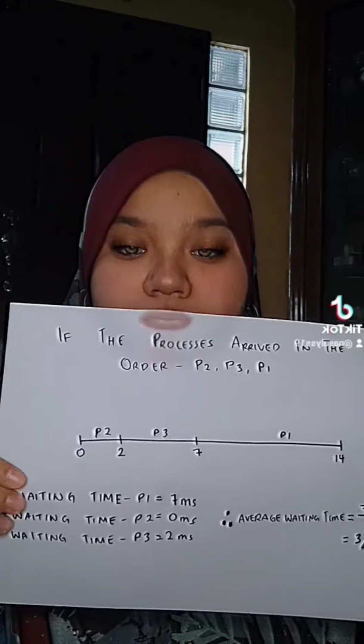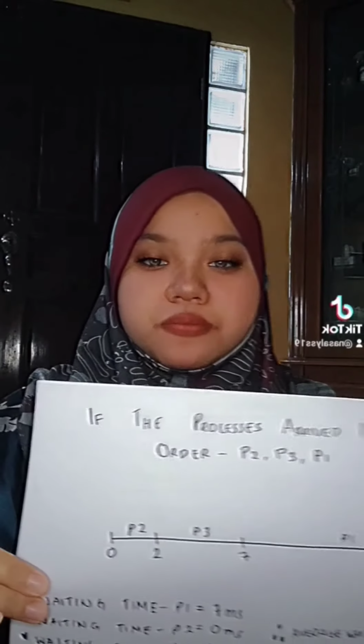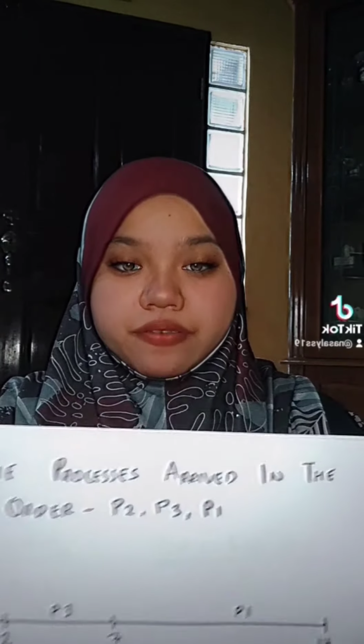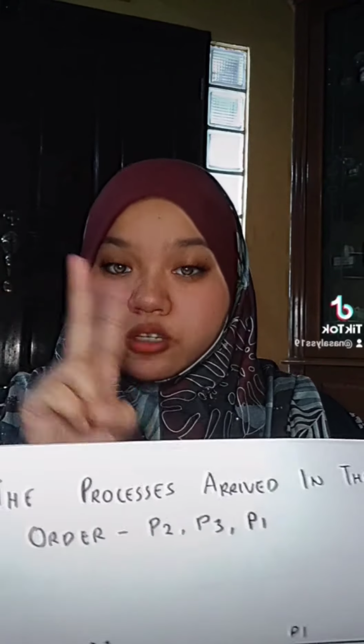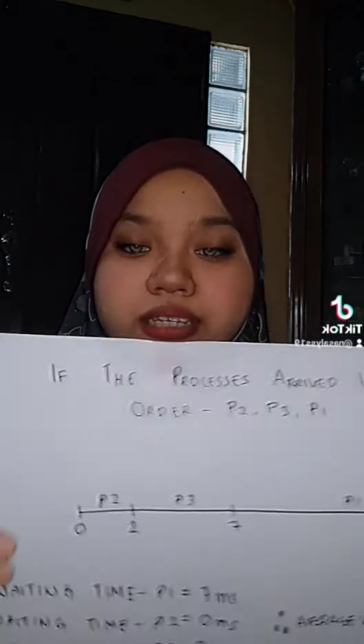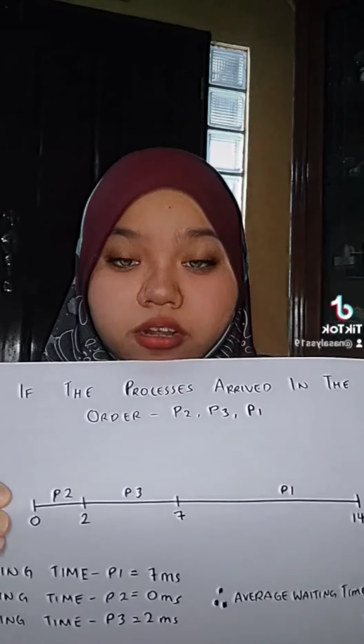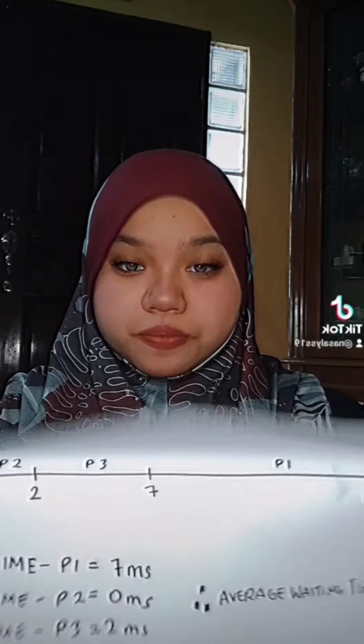Okay, so just now we saw first come first serve for processes P1, P2, and P3. So what if the processes did not arrive according to P1, P2, P3? What if they arrive as P2, P3, and P1? As you can see right here, if the processes arrive in the order of P2, P3, and P1, the Gantt chart is a little bit different from the beginning.